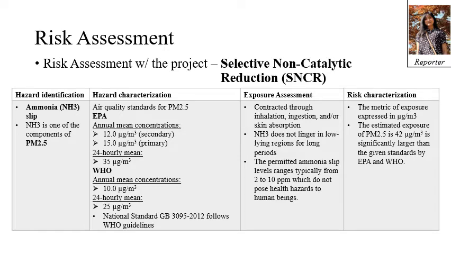As given by the Environmental Protection Agency or EPA, the annual mean of PM2.5 concentrations are 12 micrograms per meter cube and 15 micrograms per meter cube for its secondary and primary concentrations, respectively. Its 24-hourly mean is 35 micrograms per meter cube.